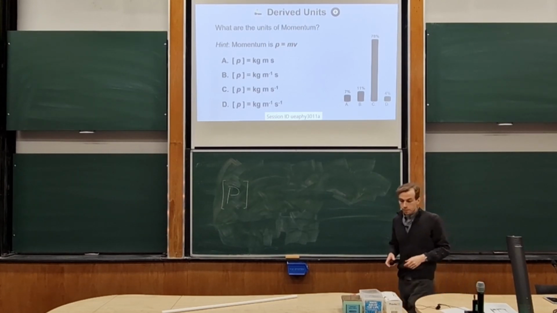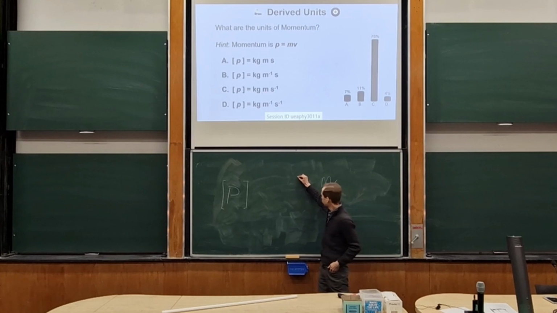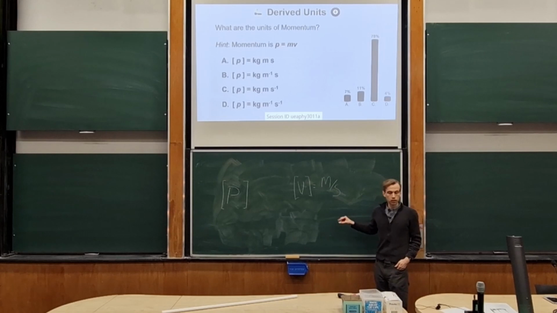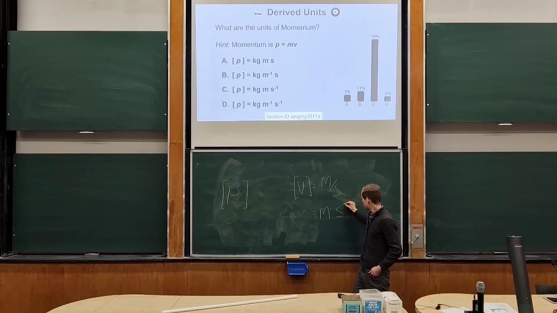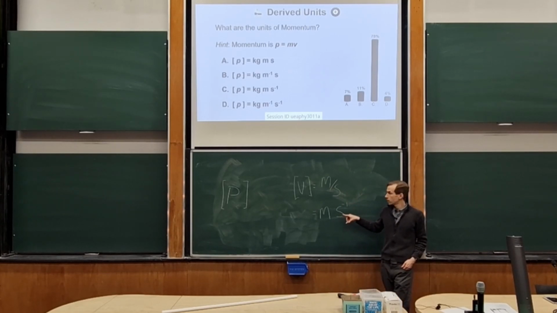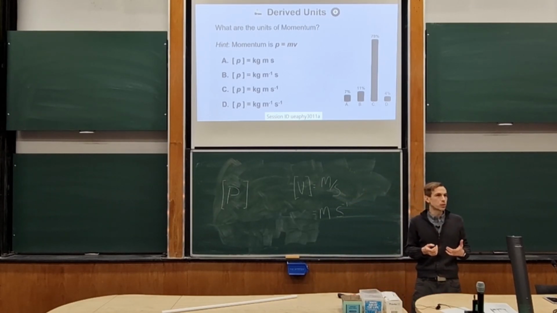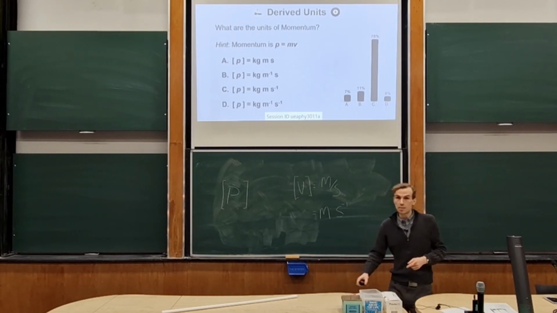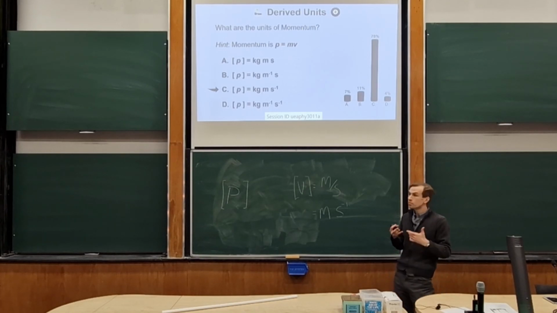All right, so remember that the units for velocity are meters per second. And remember, we can write that as meters per second this way. So those are the units of velocity, meters per second. And then momentum, it's velocity times mass. So we just need to multiply that by kilograms. And we get option C here. So the units for momentum, it's kilograms, meters per second.